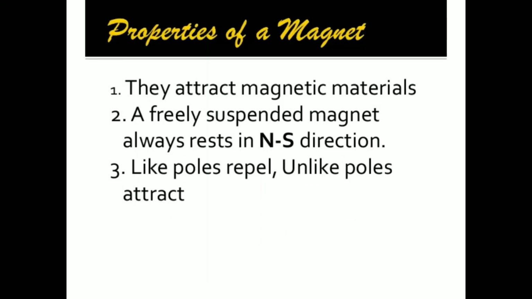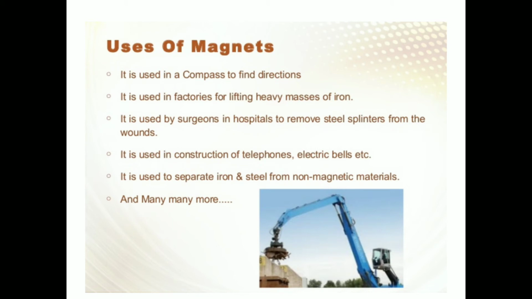So what are the properties of the magnet? They attract the magnetic materials. A freely suspended magnet rests in the north south direction, and like poles repel each other, unlike poles attract each other. Now some uses of the magnets, where we are using the magnets.